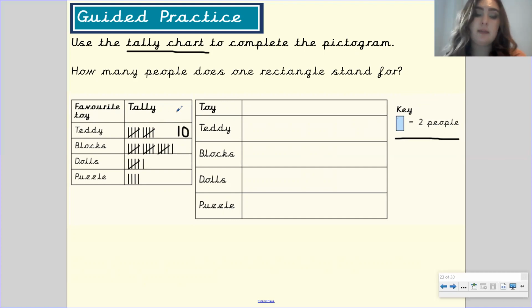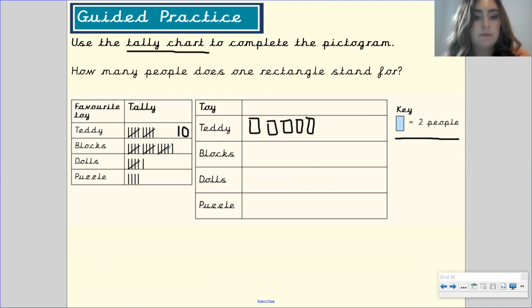Now we need to represent this as a pictogram. However, for every one rectangle, it means that 2 people chose it. So if 10 people chose Teddy, how many rectangles do you think we're going to be drawing? Pause the video and have a think. Well done. We'll be drawing 5 because 10 divided by 2 is 5. So 1, 2, 3, 4, 5.